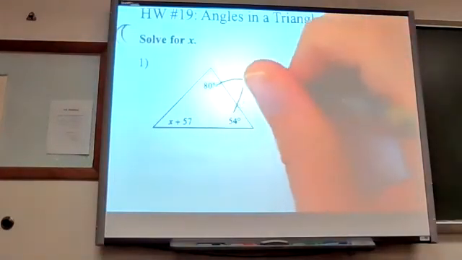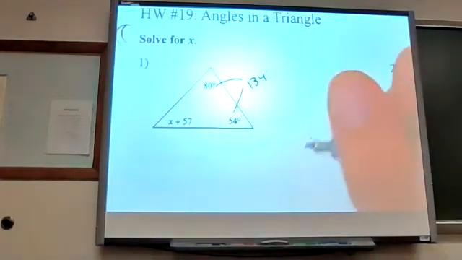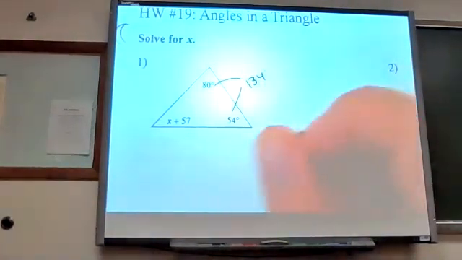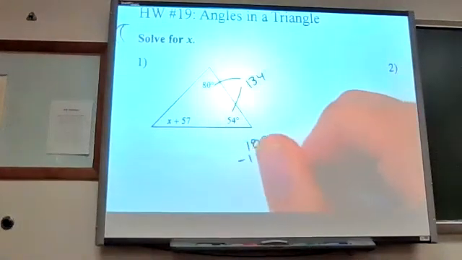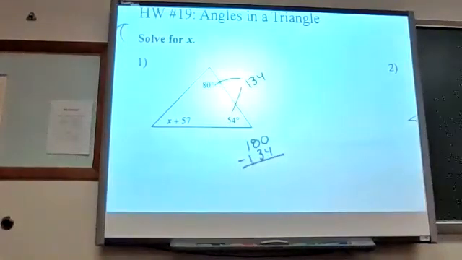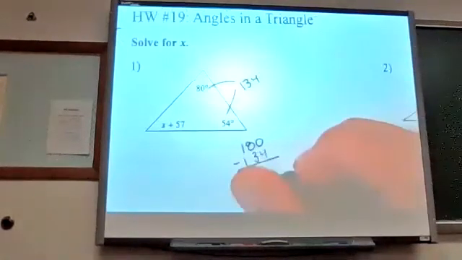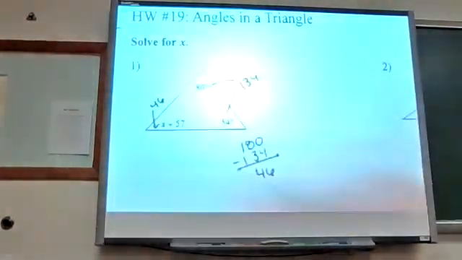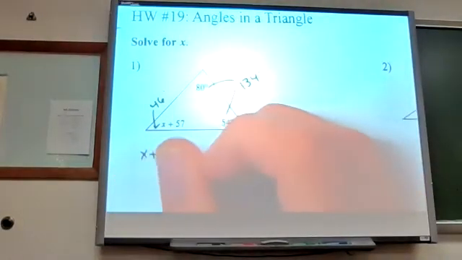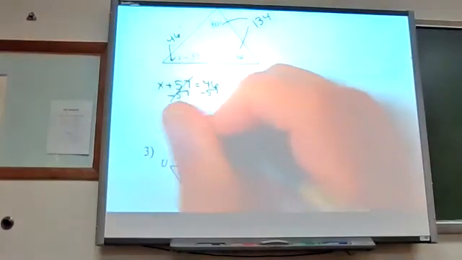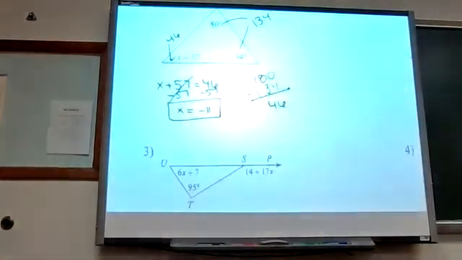Okay, but the triangle has to add up to 180. So if I have 80 degrees and 54 degrees, so I have 134 degrees, and I know that I have 180 degrees in my triangle. So if I subtract 134 from 180, that gives me 46. So that tells me that this angle here is 46 degrees, or that x plus 57 has to equal 46. And I subtract 57 and get negative 11 for my variable on 1.